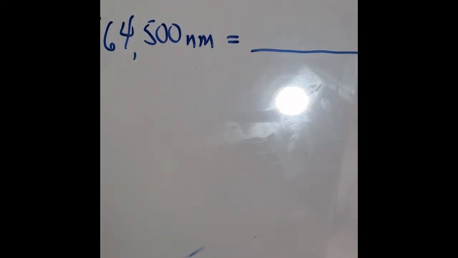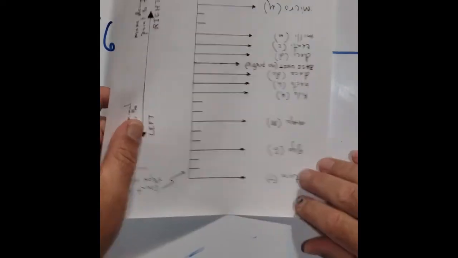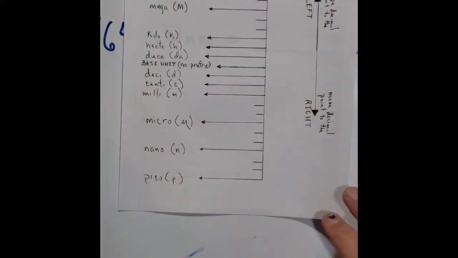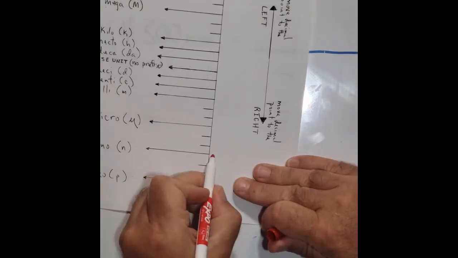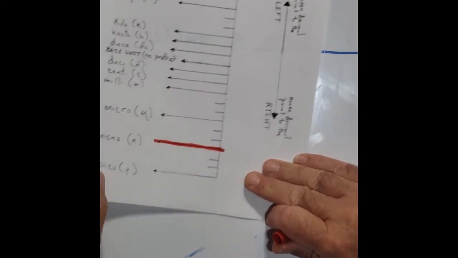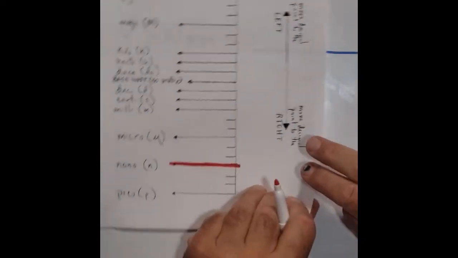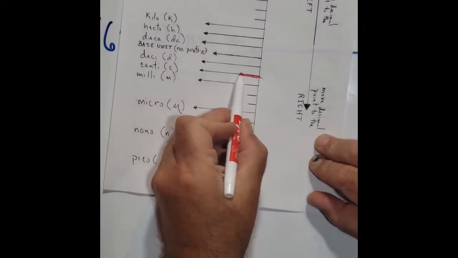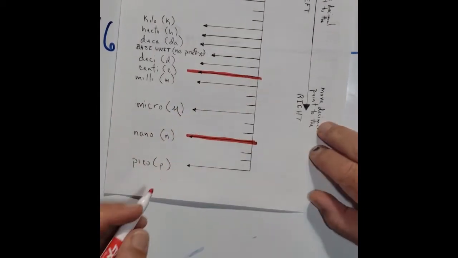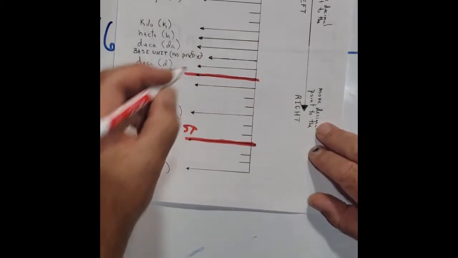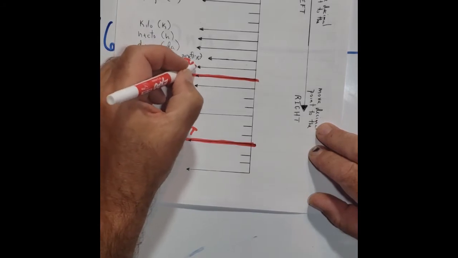So let's pull out one of these metric prefix ladder thingies and locate our original prefix, which was nano. Right here, this is nano. And I want to go to centi, and centi's up here. So I'm going to start here and end here.